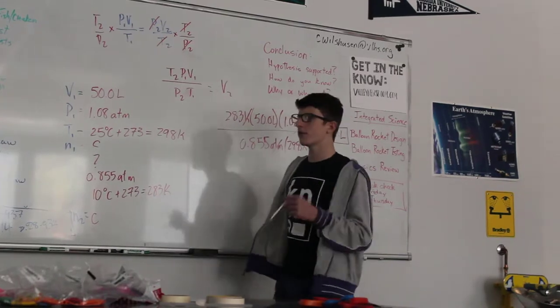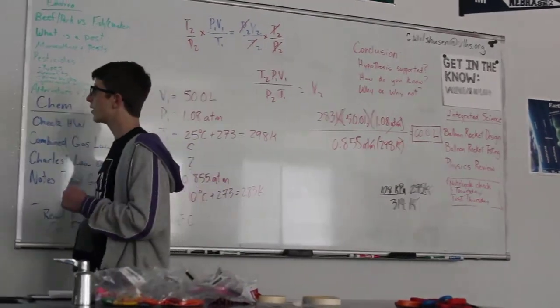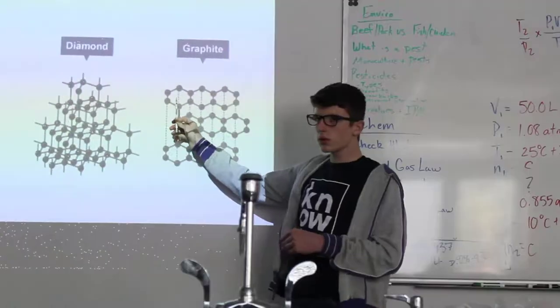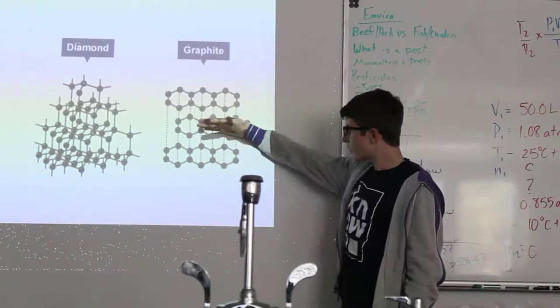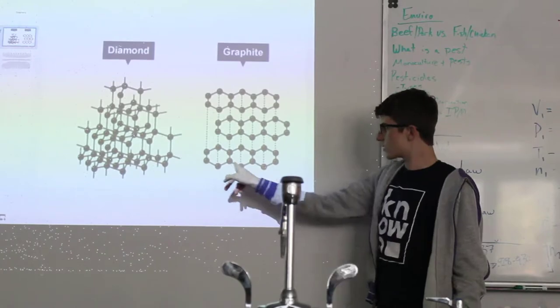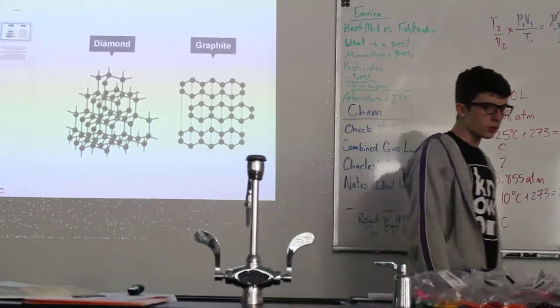Now, graphene is a bit different, but actually, though this is the lattice for graphite, the individual sheets right here, if you just separated one of these off from the rest, that would be graphene.